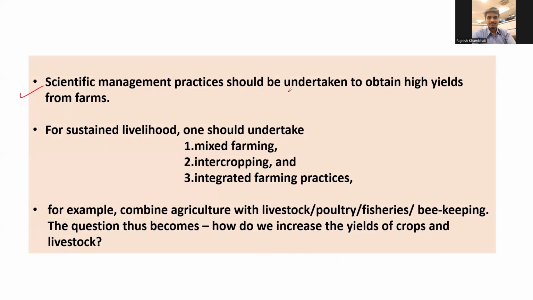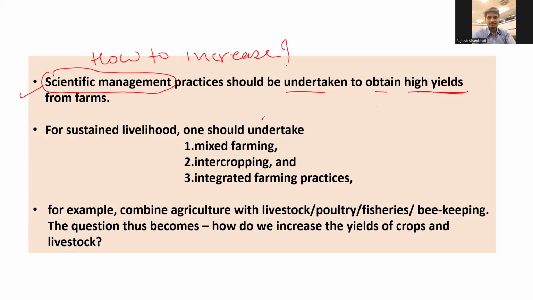Next, scientific management practices should be undertaken to obtain high yields. So, how to increase the food? We just talked about sustainable management, but to do that, we can use scientific management. We can use scientific methods in farming so that we can get high yields. And what is that? We can do that via mixed farming, intercropping, and integrated farming. This is scientific management.